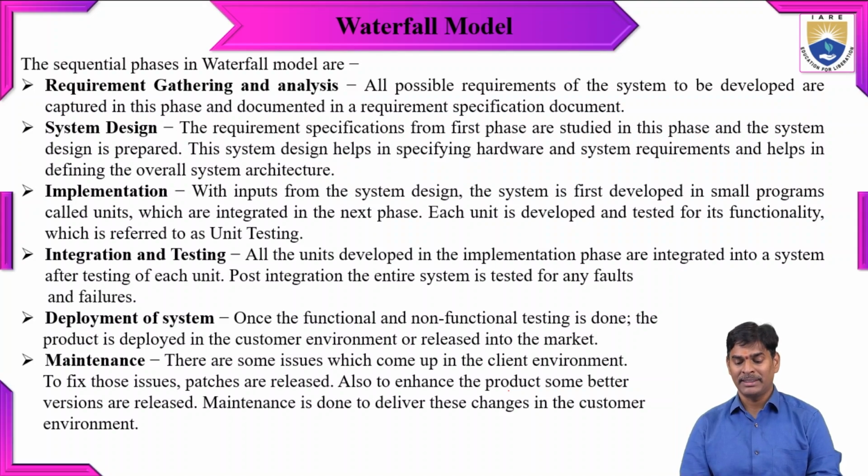Now, the last one is maintenance. In maintenance, there are some issues which come up in the client environment, so to fix those issues, patches will be released. For example, in Linux, we have the operating system called Ubuntu, and there are different versions. Initially they release version 1. After any problem or bugs are identified, they release other patches, or versions, to overcome these issues.